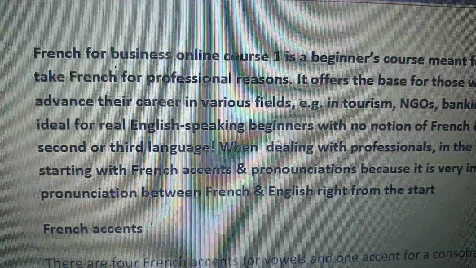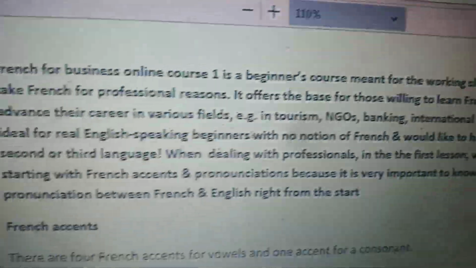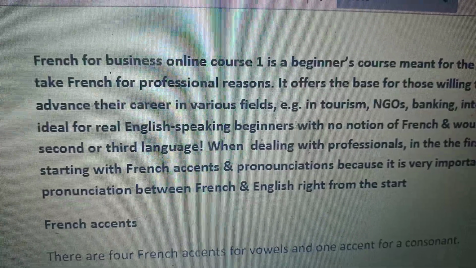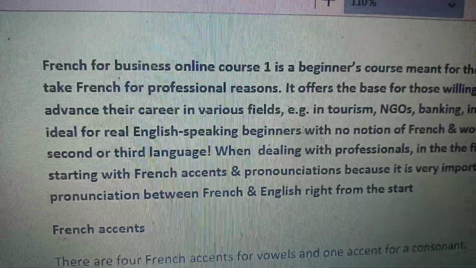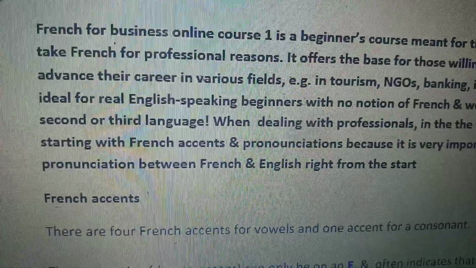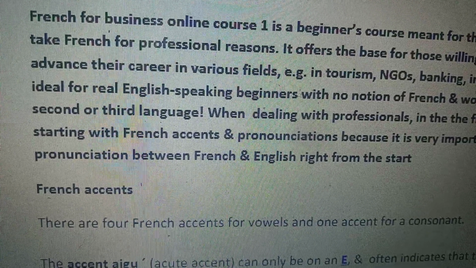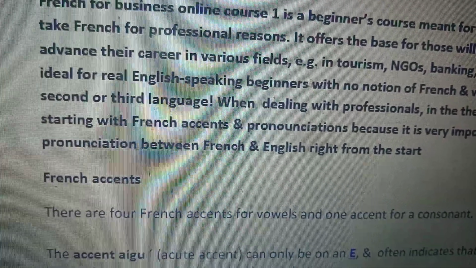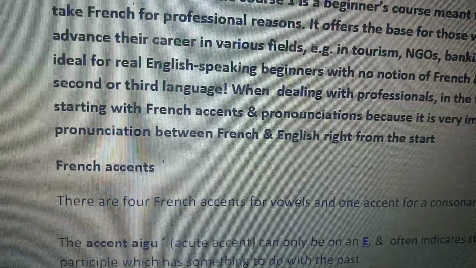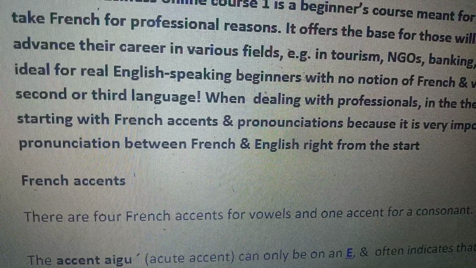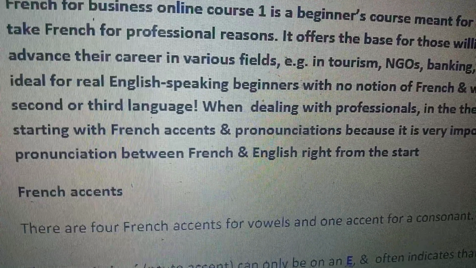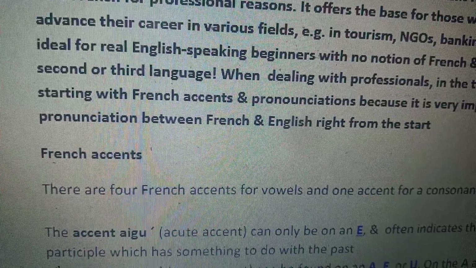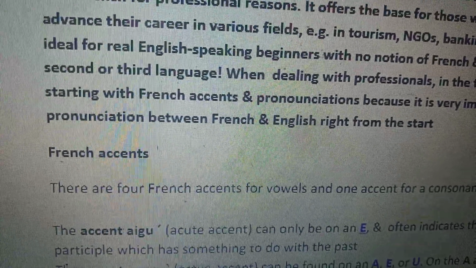So there are what you call French accents in French. In French, you have around 4 accents, and the fifth one, well, it's not an accent; it's called a cédille. So there are 4 accents for vowels, and there's 1 accent for a consonant. The one that you put on a consonant, we don't mostly call it an accent because it's under a consonant.